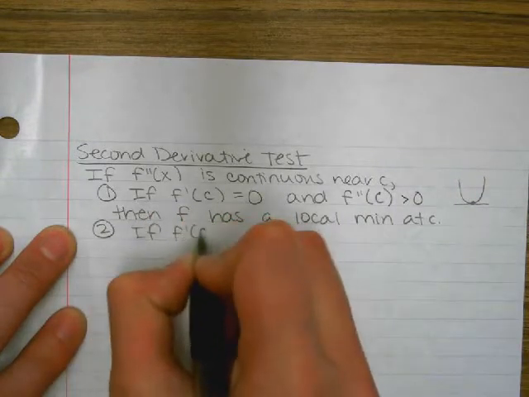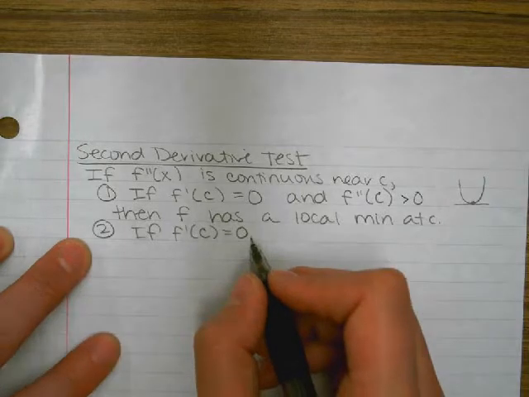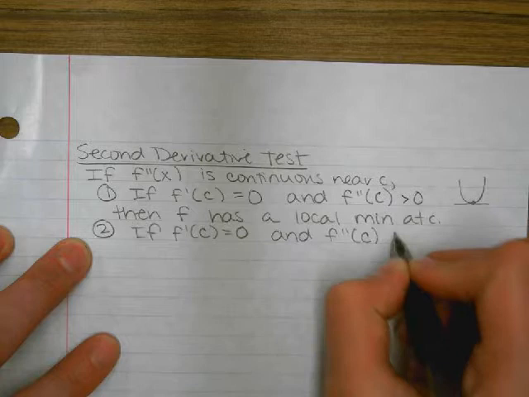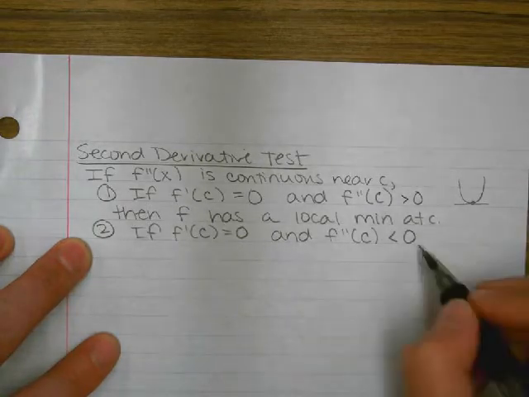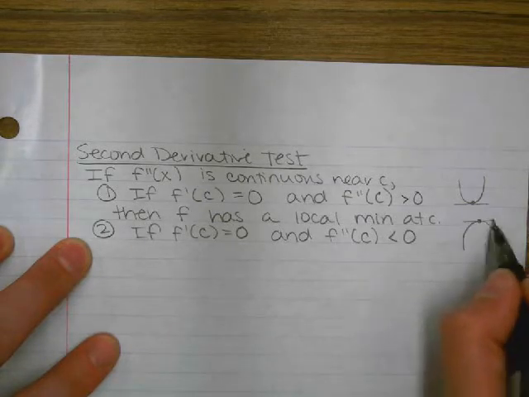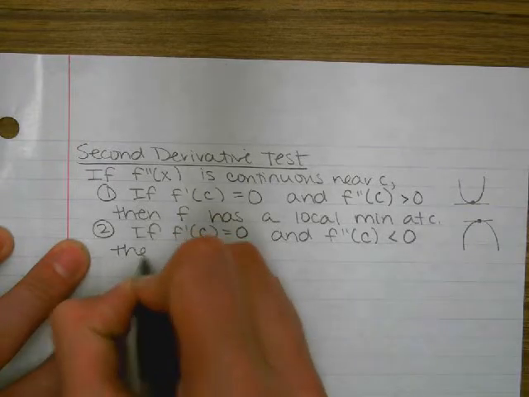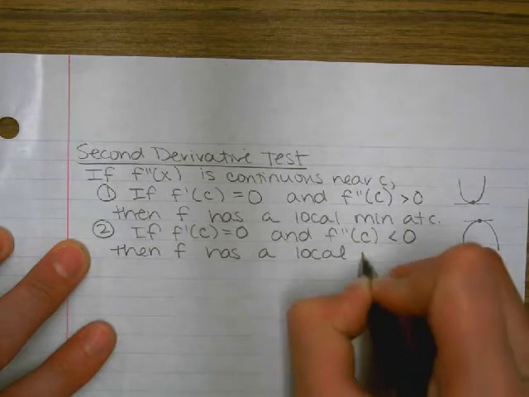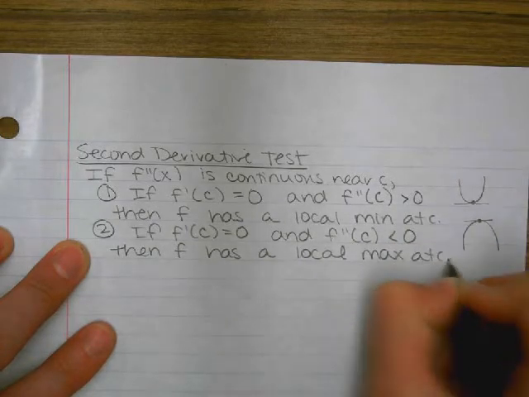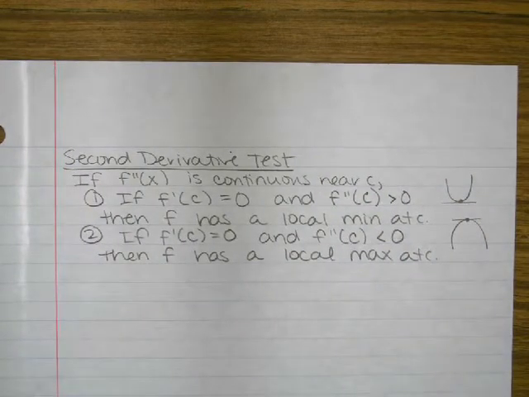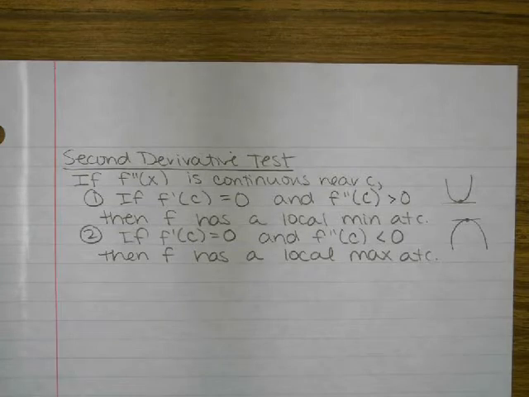If the first derivative evaluated at C is 0, so again we have a horizontal tangent line, and the second derivative evaluated at C is less than 0, so now it's concave down. So here's what our picture looks like. We're concave down. At the C value we have a horizontal tangent line. Then F has a local max at C. So this is another way you could look for your local max and local min. Two different ways of doing the exact same thing.